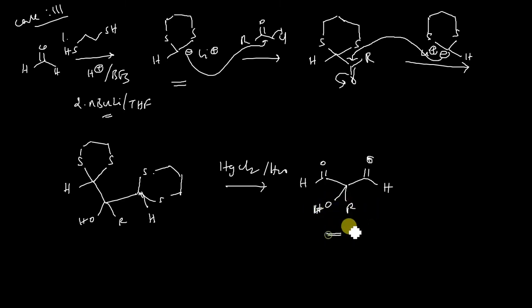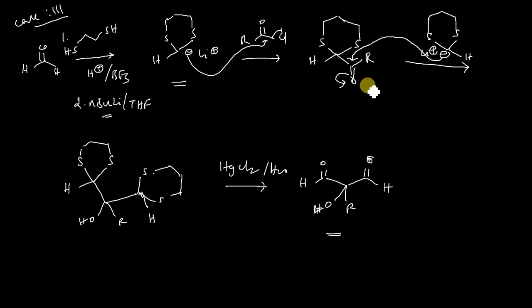Okay, there are three cases we have discussed. In the first case, the formaldehyde is protected with 1,3-propanedithiol in the presence of protic acid or Lewis acid, followed by treatment with base to generate a lithiated 1,3-dithiane. This lithiated 1,3-dithiane directly reacts with the acyl halide, giving you the monoacyl product, followed by hydrolysis of this monoacyl product, which gives you a ketoaldehyde. That is the first case.